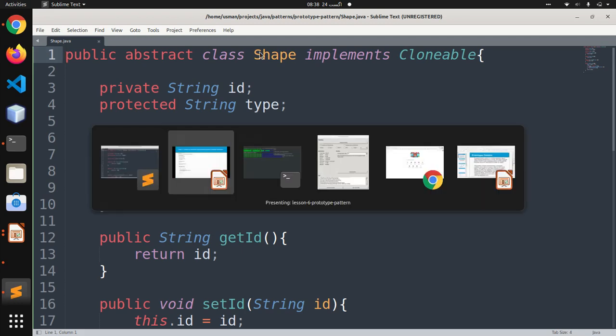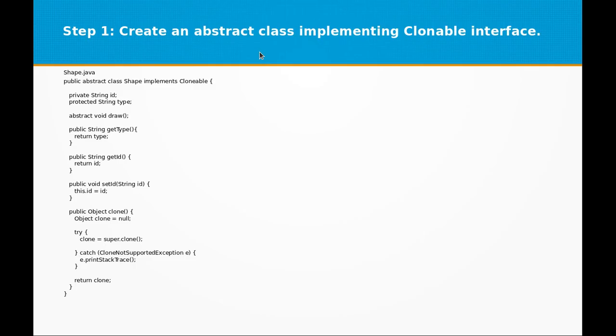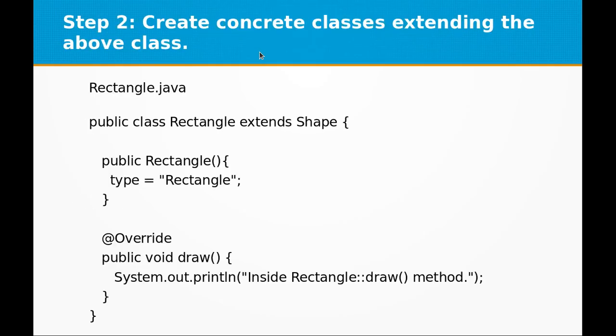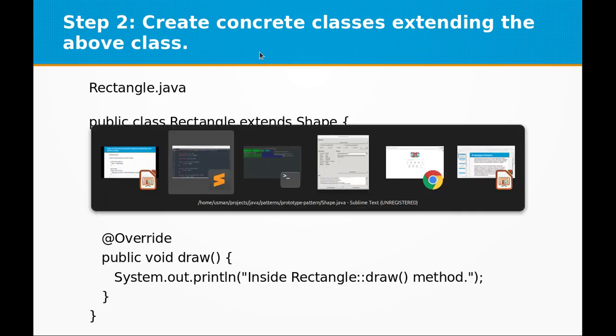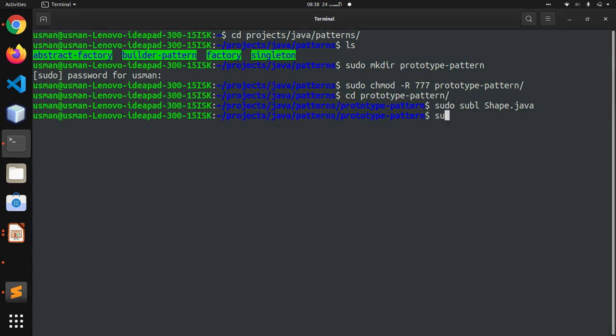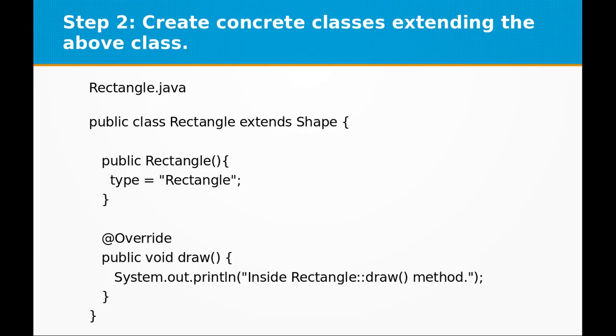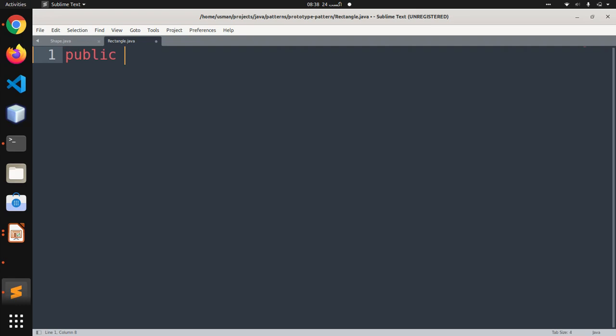So this is step 1. Now we are going to move to step 2, where we will be creating concrete classes extending the above class, which is the Shape class. First of all we have a Rectangle.java class. Let's create that. Within that class we are going to extend our Shape class. Public class Rectangle extends Shape class.